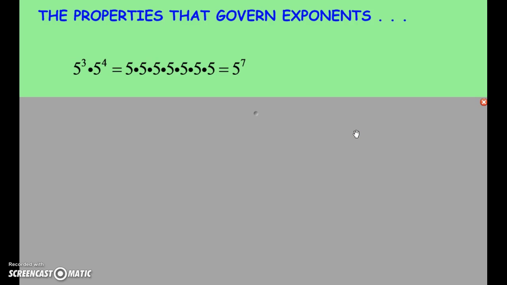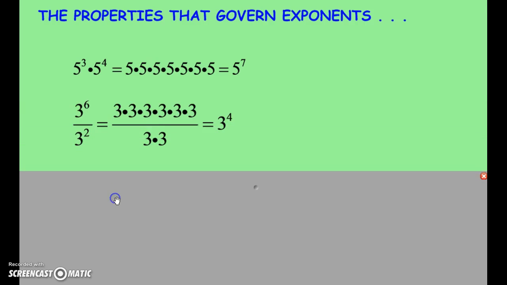So the first property is known as our product property. Our product property says that if I have two exponents that have a common base, I could write this out as 5 to the third, so 5 times 5 times 5, and 5 to the fourth, 5 times 5 times 5 times 5. This could all be simplified back to 5 to the power of 7. Now another way to do that would be just to say 3 plus 4 is 7. So the shortcut says we add those exponents together.